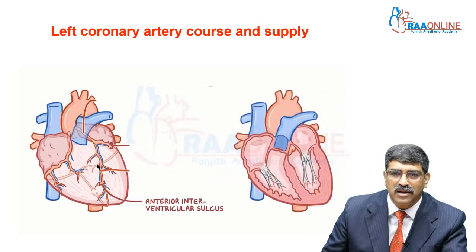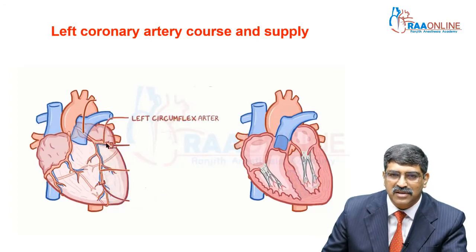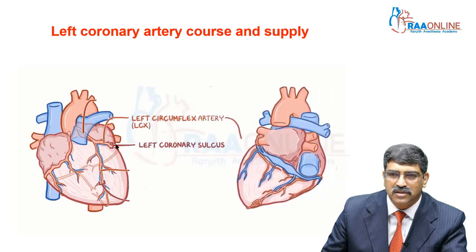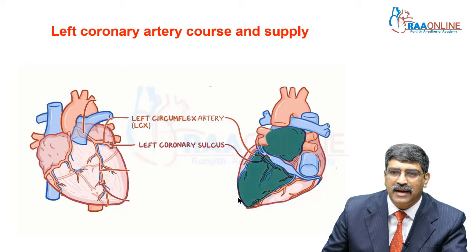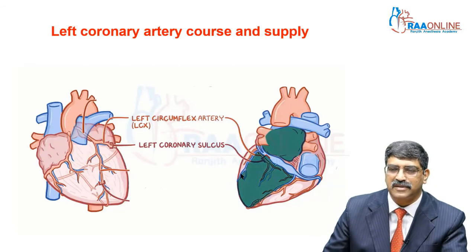And you can see that it supplies the anterior two-thirds of the septum, the anterior papillary muscle and much of the left ventricle. This is the supply of the left anterior descending. Then you can see the circumflex running in the left crux between the left atrium and left ventricle, and going posteriorly into the interventricular groove. Before that, it supplies the left atrium and the lateral ventricle. The left atrium and lateral ventricle are supplied by the circumflex.